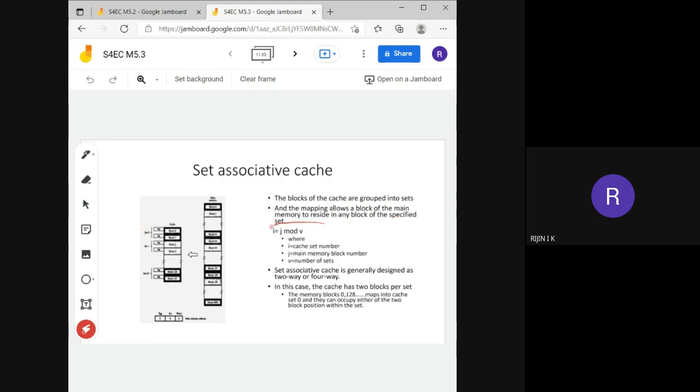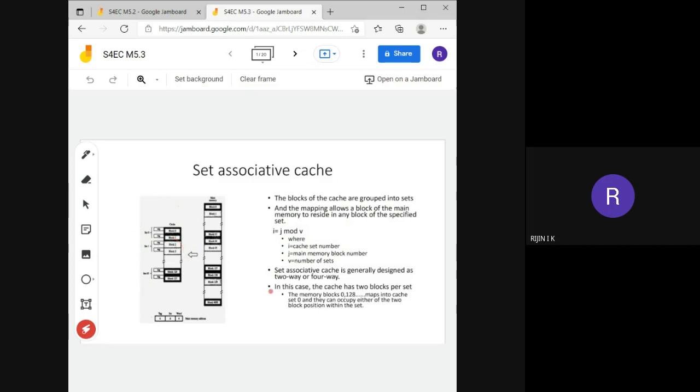Okay, and this is the mapping function that is used in set associative mapping. That is I is equal to J mod V. Okay, where I is the cache set number, that is set 0 or set 1 or set 2 likewise, J is the main memory block number, and V is the total number of sets present in the cache memory.